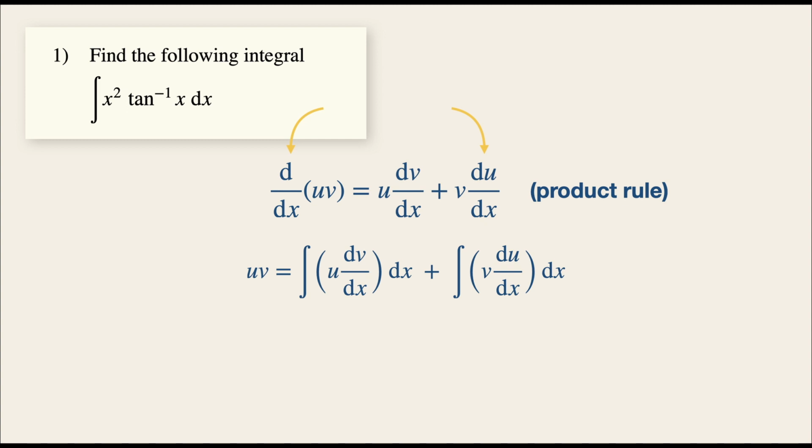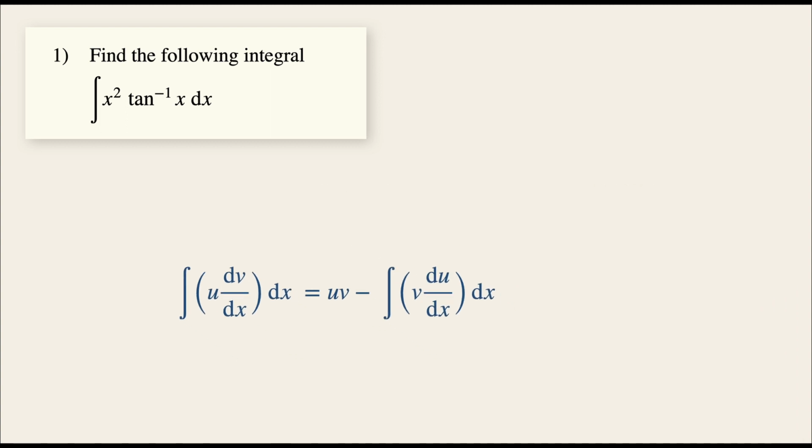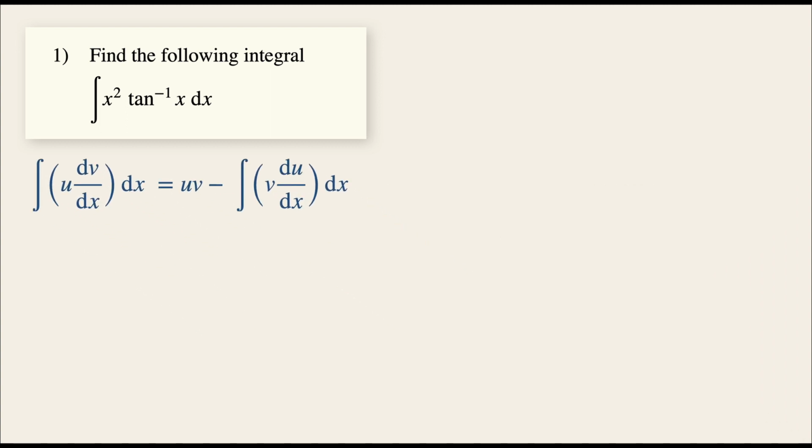Now making this term the subject, we will then have uv minus the integral of v du over dx with respect to x. So in integration by parts, the integrand is a product of two functions, namely u and dv over dx. Now how do we identify which term in here is u or dv over dx?